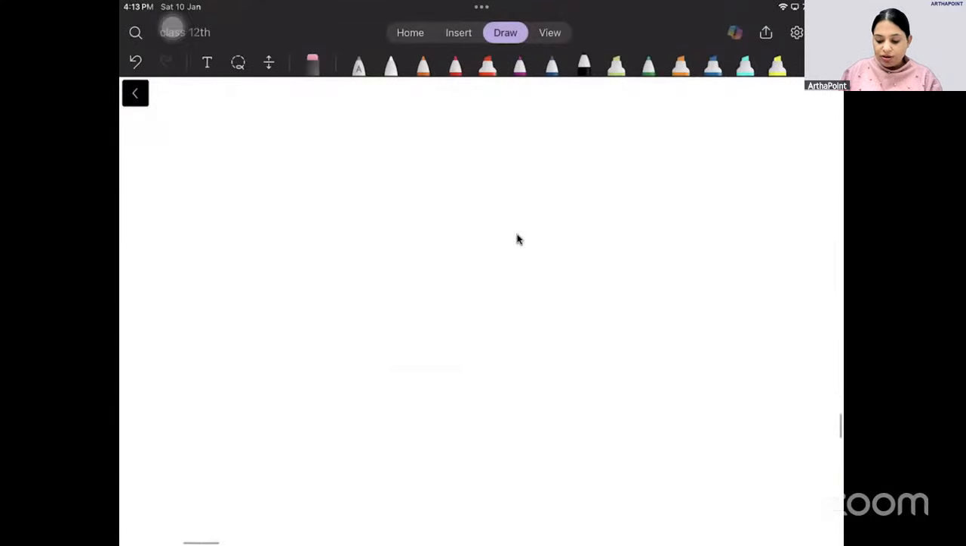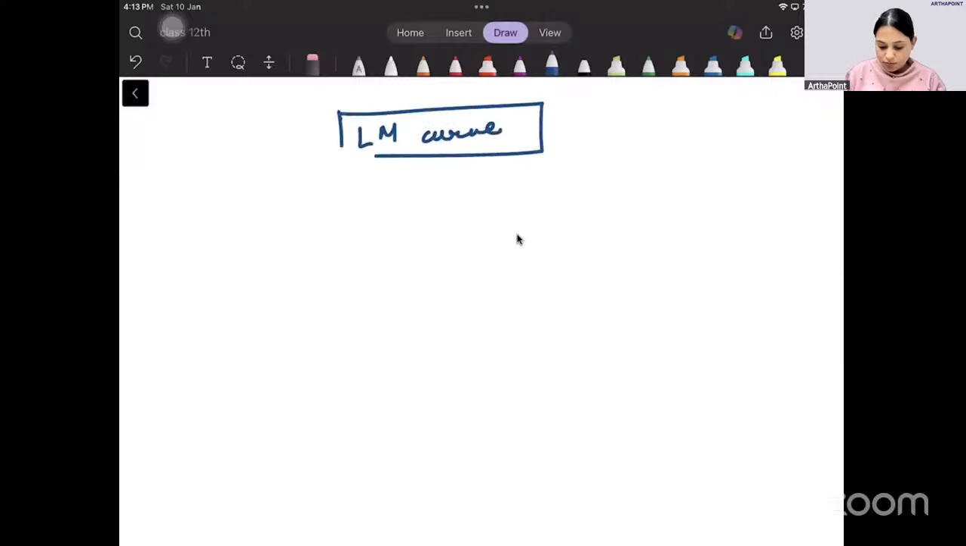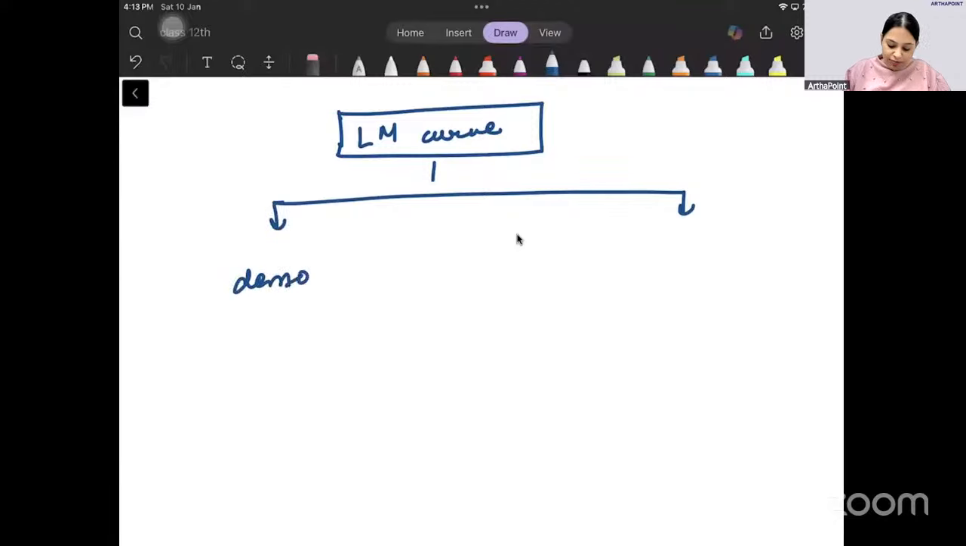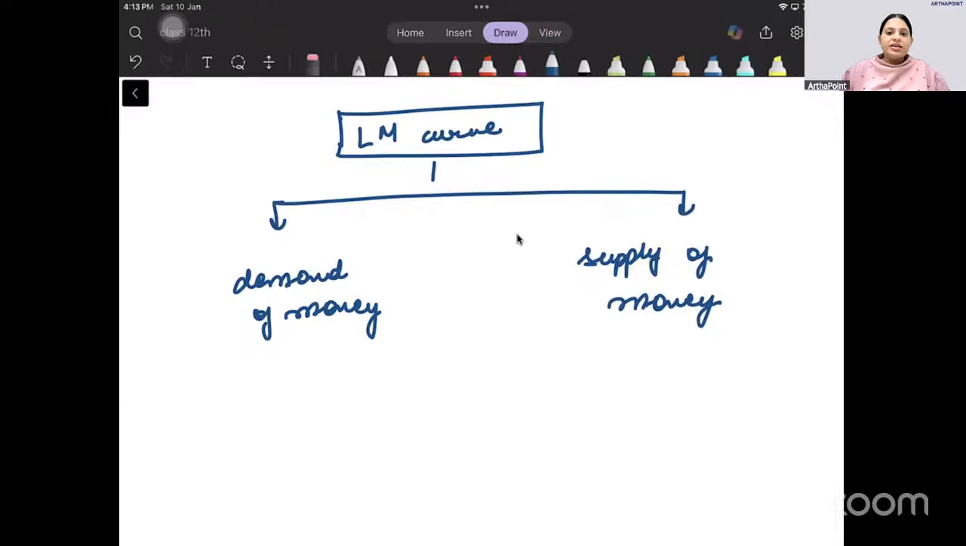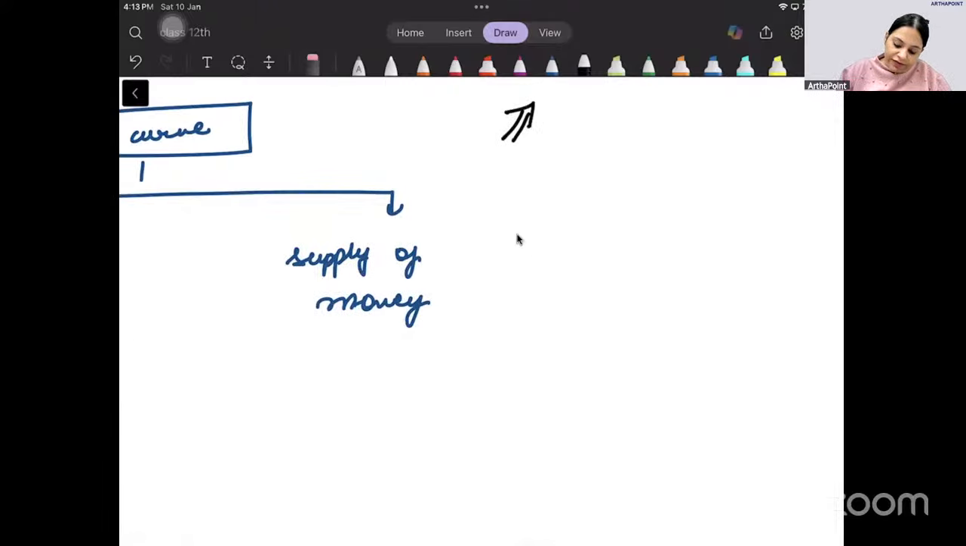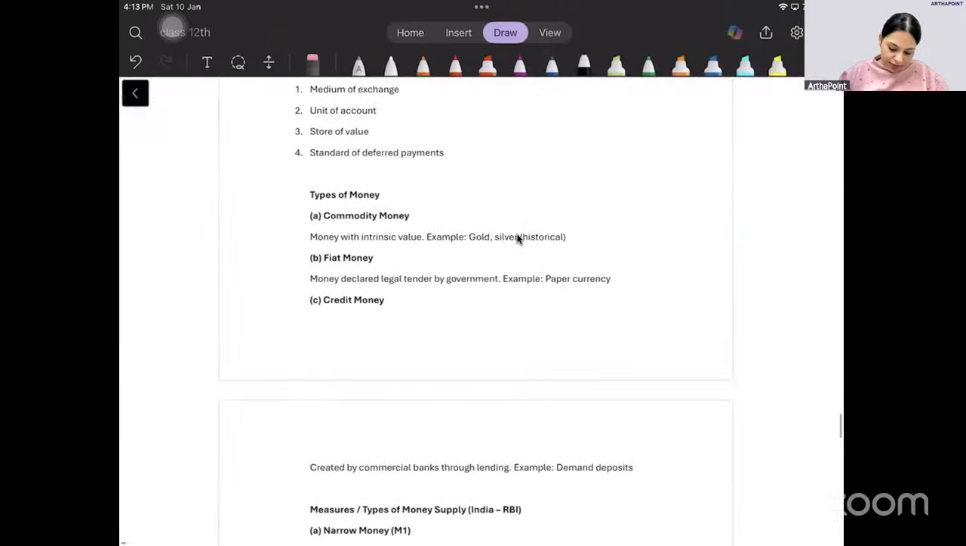Now let's talk about the LM curve. When we talk about the LM curve, we have to look at two things. We have to study about the demand of money and the supply of money. First of all, I hope all of you will revise. I think I have given it here.